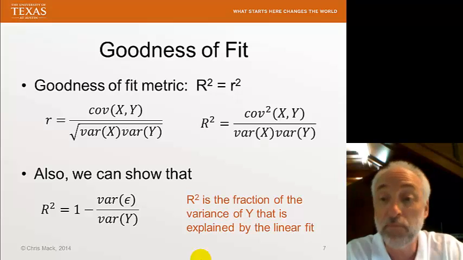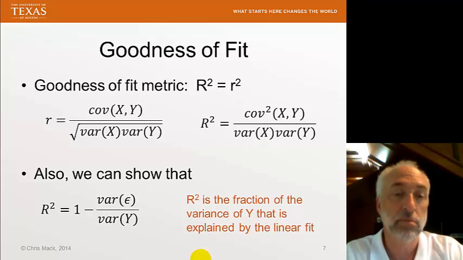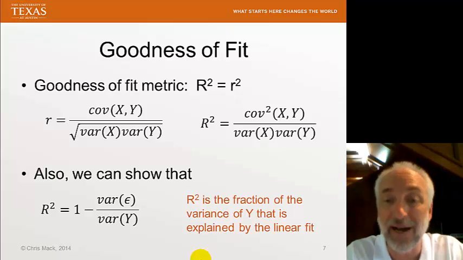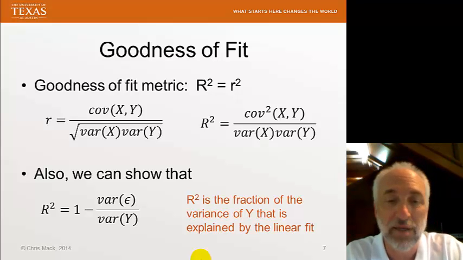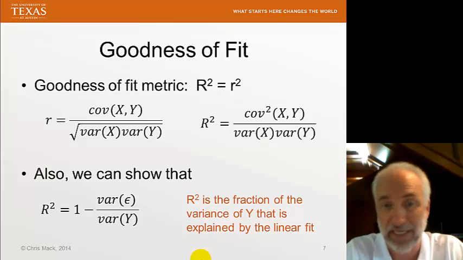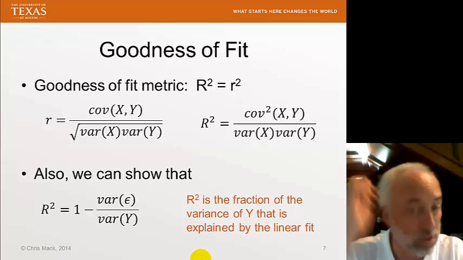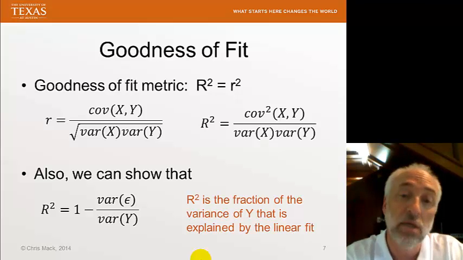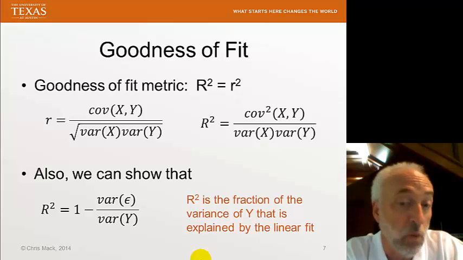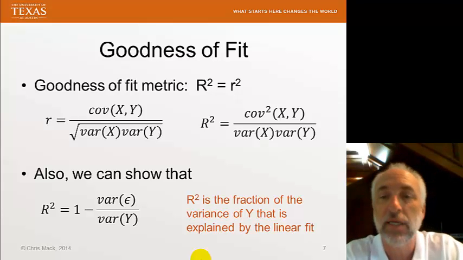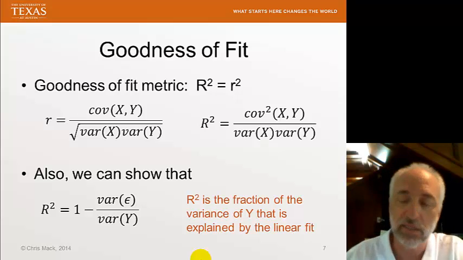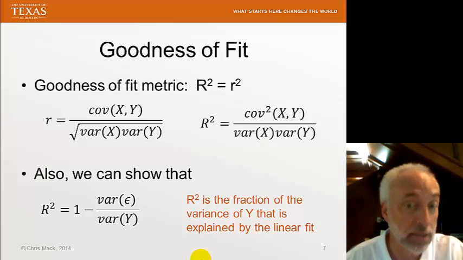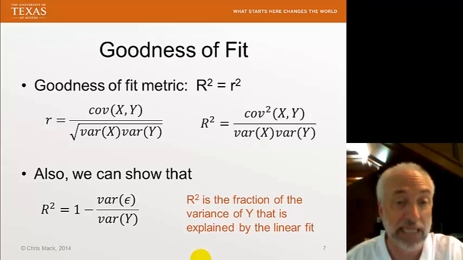If r squared is 1, that means all of the variation in y is completely explained by the linear model. If r squared is 0, that means none of the variance in y is explained by the linear model, and the variations in the residuals are just as big as the variation in y. So those are the two extremes. R squared goes from 0 to 1, and the way we interpret it is what fraction of the variance of y is explained by the linear fit, that is, explained by x.